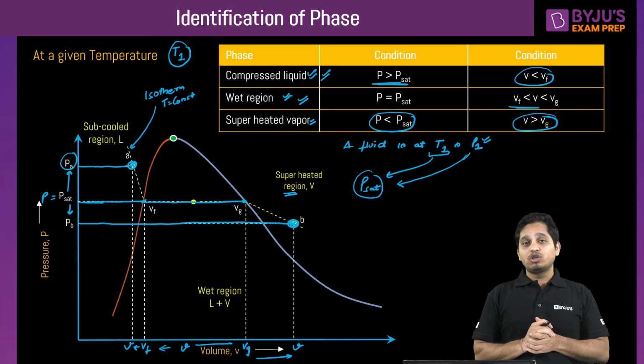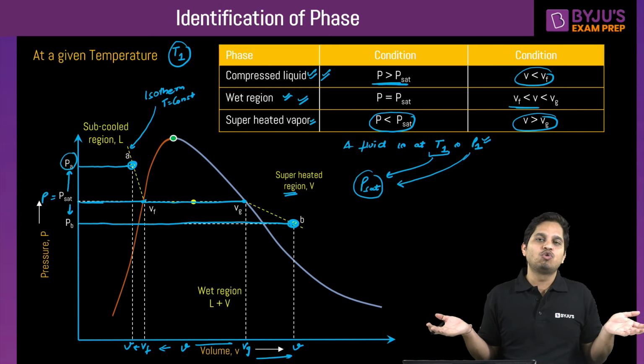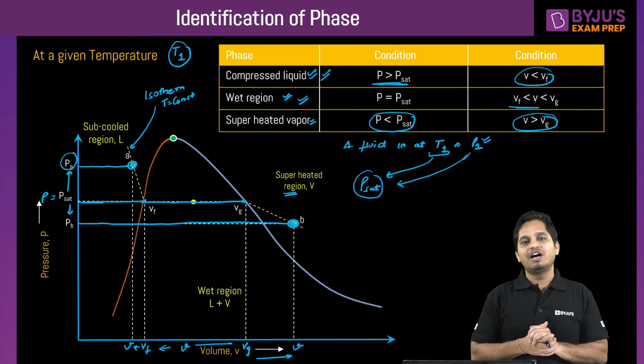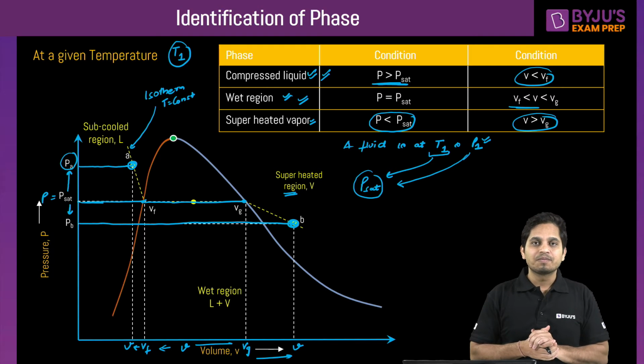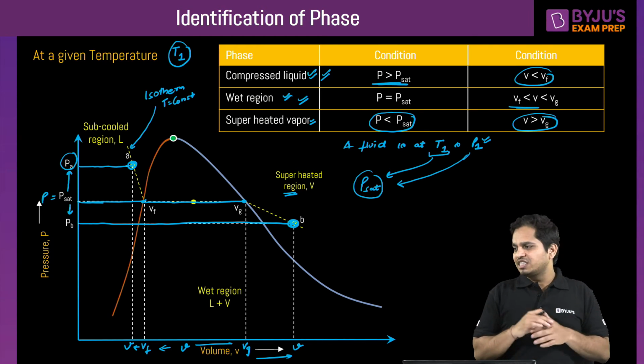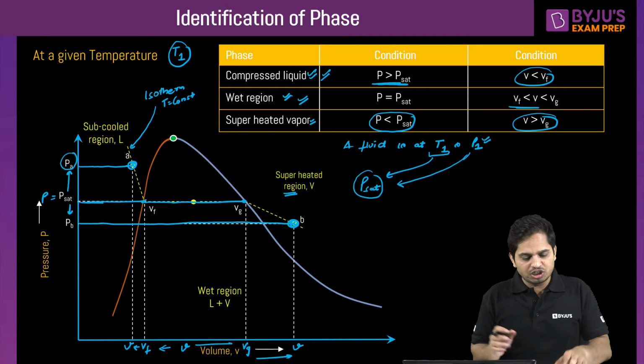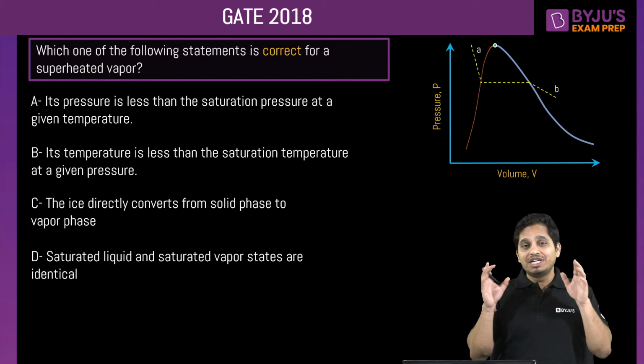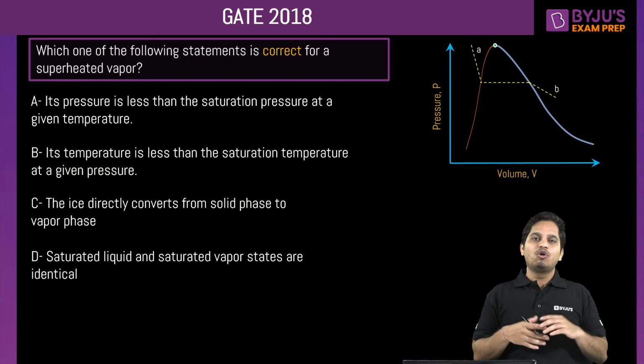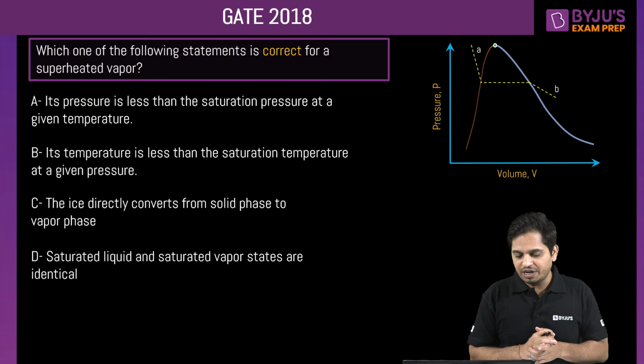So this is how, if the pressure and temperature are known to you, you can find out the phase of the fluid, the state of the fluid. Let's see some quick questions, very quick questions and GATE questions. You will see how useful these conclusions are.